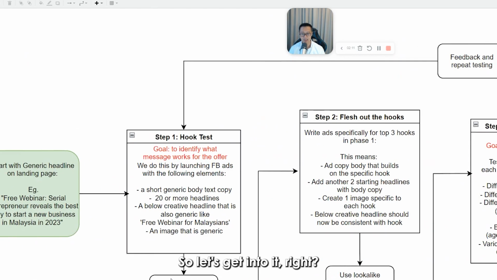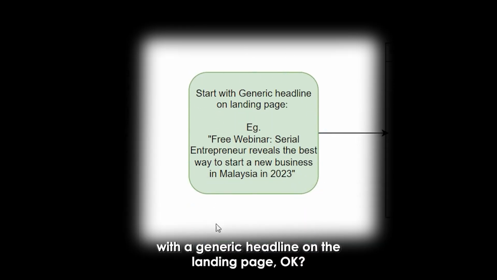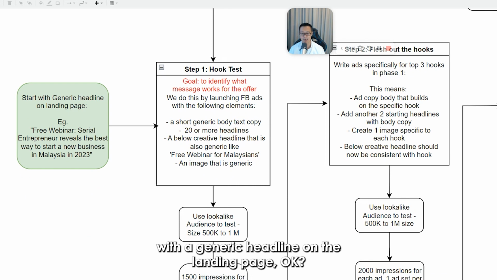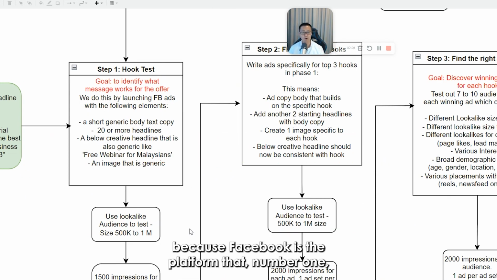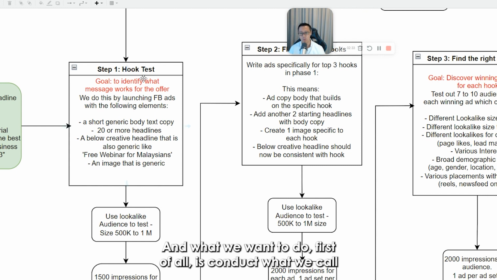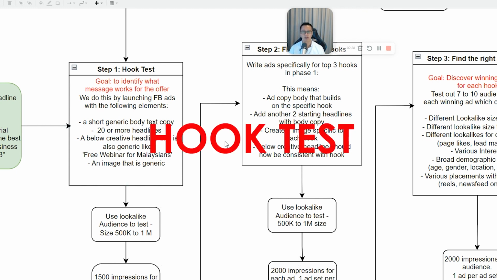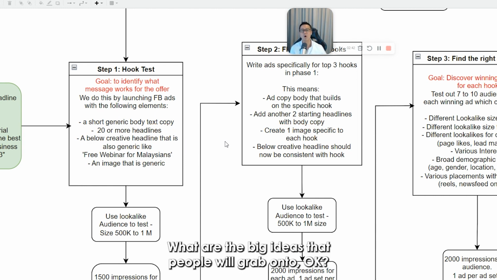So let's get into it. What's really important is that we start off with a generic headline on the landing page. We want to use Facebook to test first, because Facebook is the platform that, number one, gives us the biggest audience, and number two, gives us fast results. And what we want to do first is conduct what we call a hook test, or more accurately, a big ideas test. What are the big ideas that people will grasp onto?